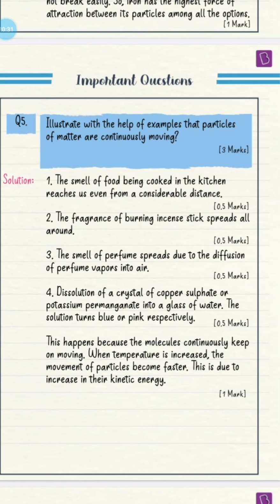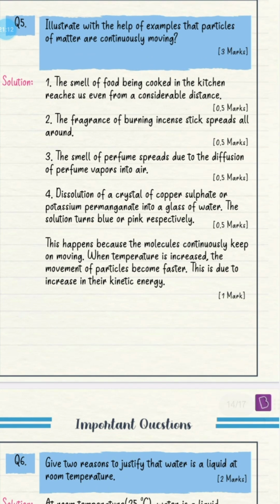Now illustrate with the help of examples that particles of matter are continuously moving. The smell of food being cooked in the kitchen reaches us even from a considerable distance, right? Is it true? Yes. How? By the process of diffusion. The fragrance of a burning incense stick spreads all around. This is also because of diffusion and the kinetic energy. The smell of perfume spreads due to diffusion of perfume vapors into the air. Put a crystal of copper sulfate or potassium permanganate into a glass of water. The solution turns blue or pink respectively. The whole solution turns into a color, right? This is also because of the continuous motion of the particles.